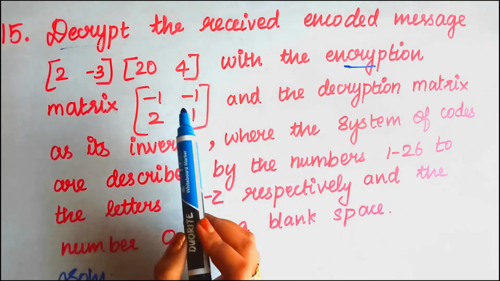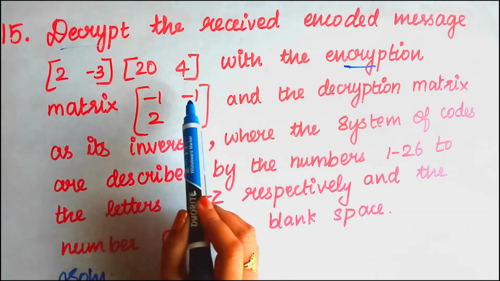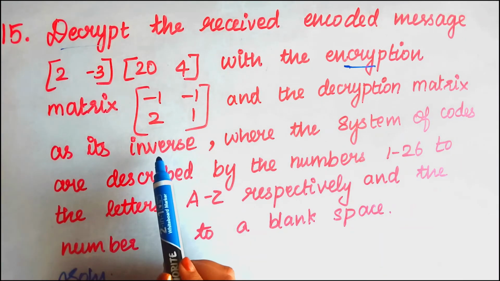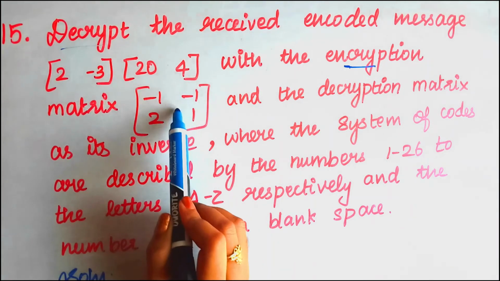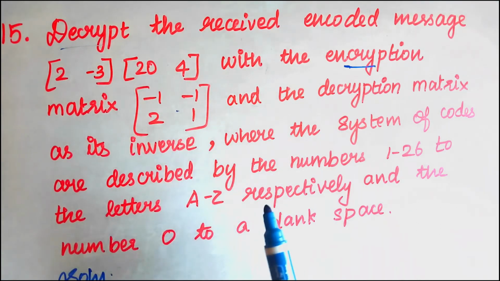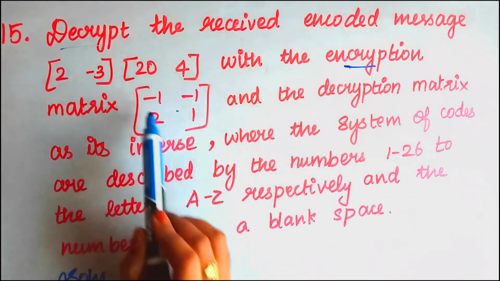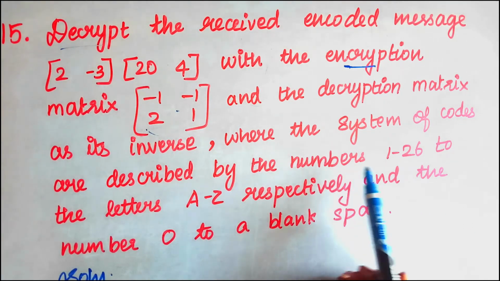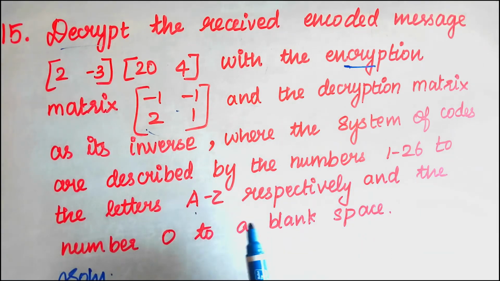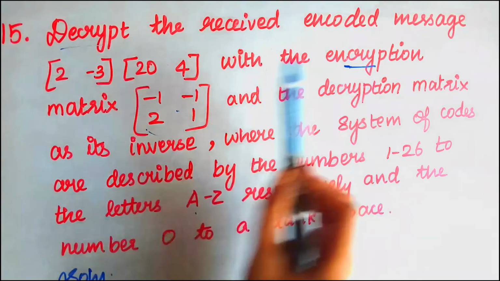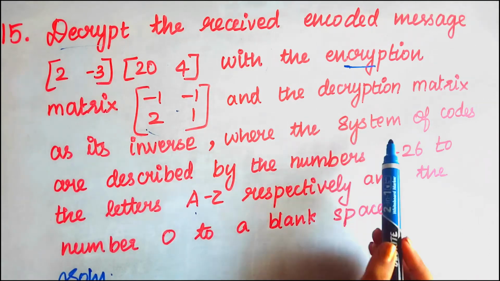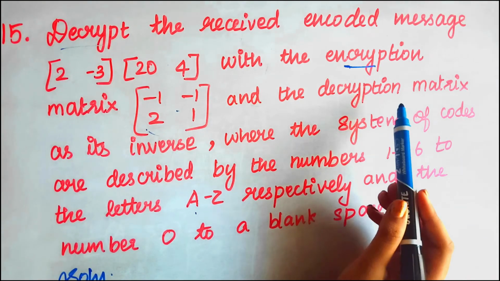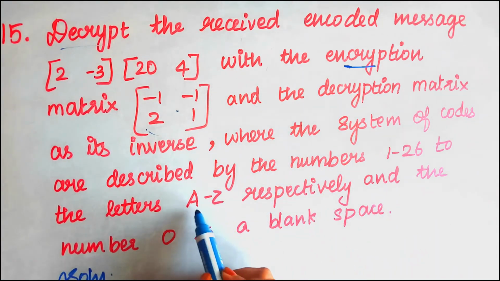message. They have given a meaningful message also, which is -1, 2 and 1, and the decryption matrix is its inverse, which means the inverse of this encryption matrix is the decryption matrix. Okay, so we have to find the inverse of this particular matrix, where the system of codes are described by numbers 1 to 26 to the letters A to Z respectively. So for the encryption matrix, the numbers are coded, the system of code is given as numbers, and then for the decryption matrix, the codes are given as alphabets.